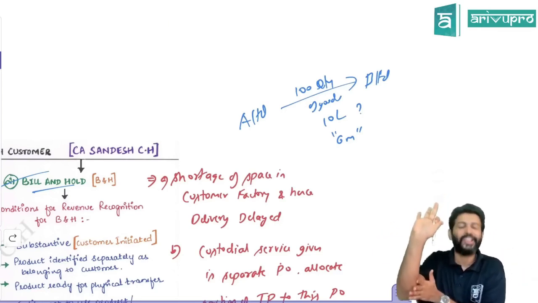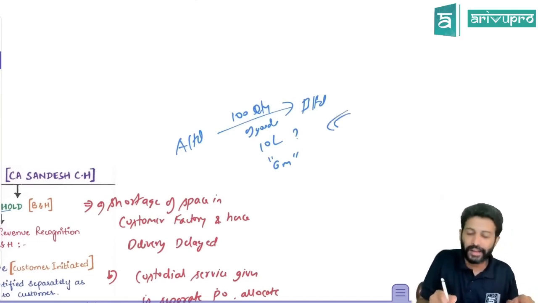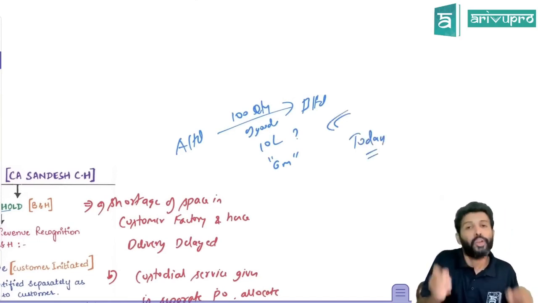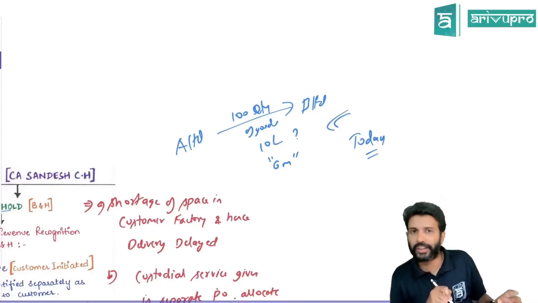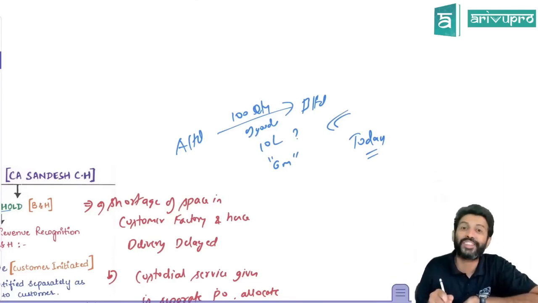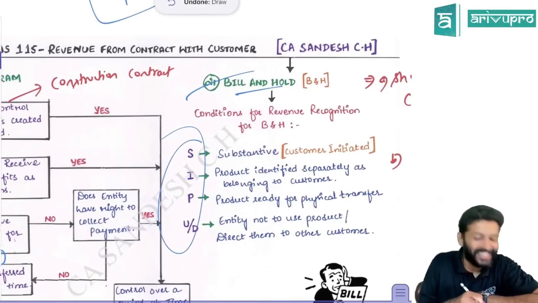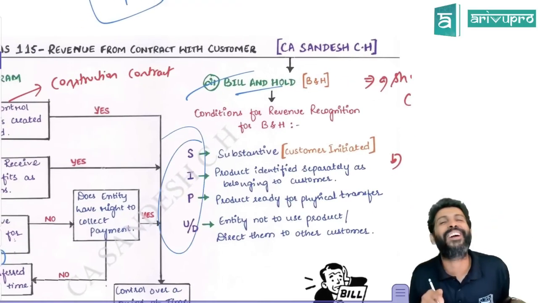You're still holding the goods. So in this case, what the standard says is you can recognize the revenue of 10 lakh today itself, provided certain conditions are satisfied. For our class purpose, we call this SIPUD. If all of SIPUD is satisfied, you can go ahead and recognize the revenue.